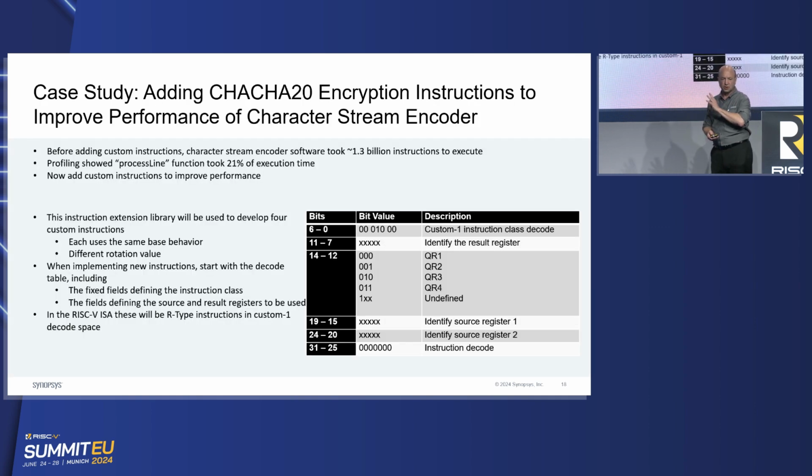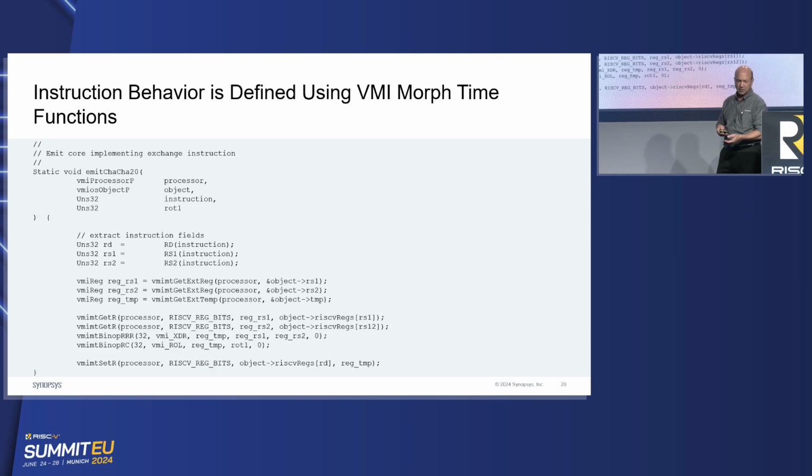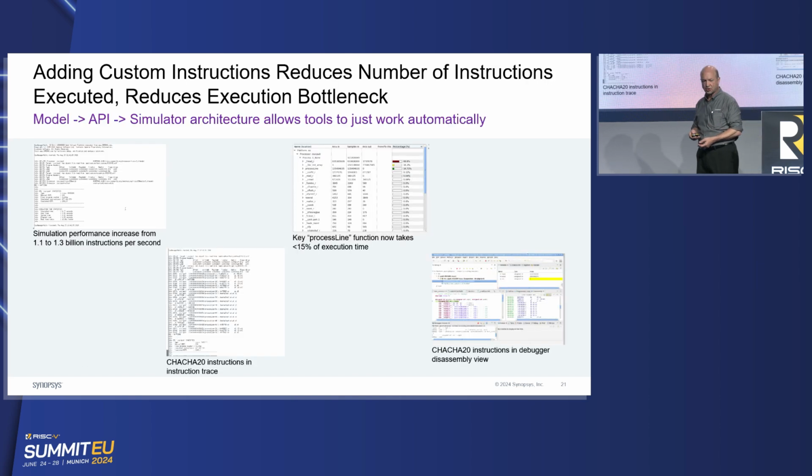As a case study here, we'll look at ChaCha20 encryption instructions. I'm running a little short, so I won't go into all the detail here, but without the custom instructions, it's about 1.3 billion instructions to execute. Profiling showed that this specific process line function took 21% of the execution time. We're going to use the APIs to add the instructions into the model, and then, having defined the decode, we can define the actual behavior of those functions.